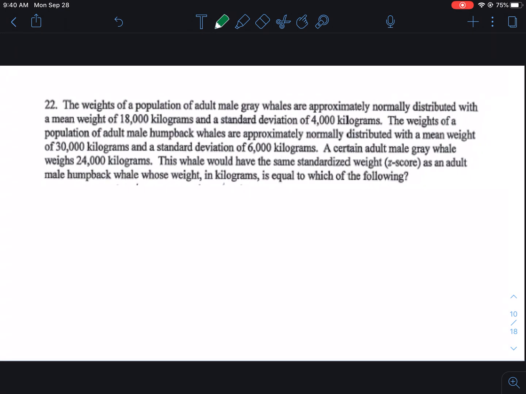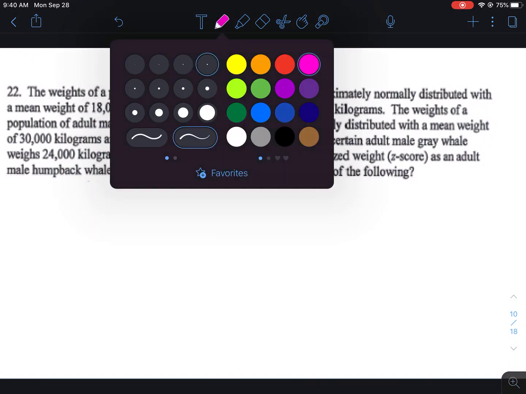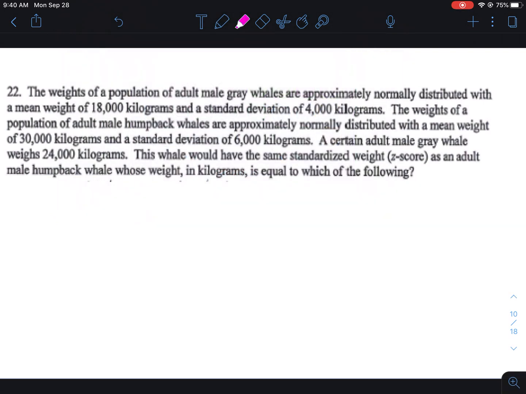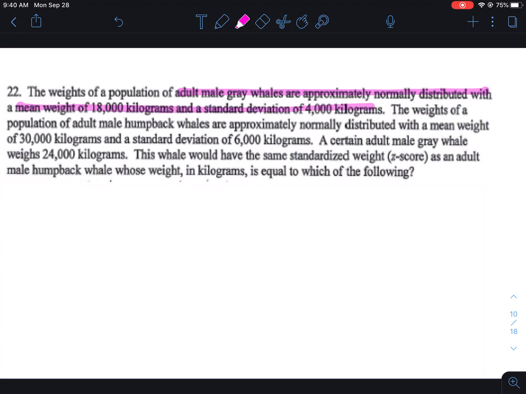Here's a problem from a multiple choice question. I know there's no answers because I took them away because I thought we could just do it free response. So we are going to look at this one as a free response question, and we'll find the answer. It says the weights of the population of adult male gray whales are approximately normally distributed with a mean of 18,000 and a standard deviation of 4,000.